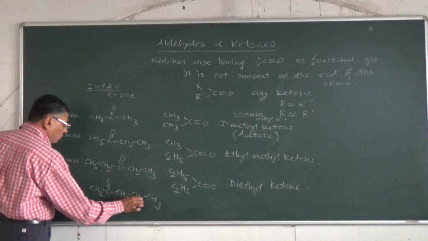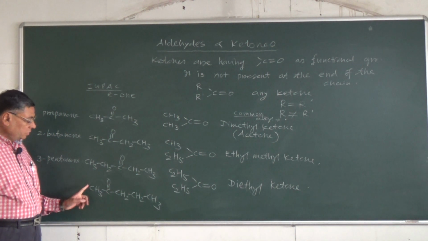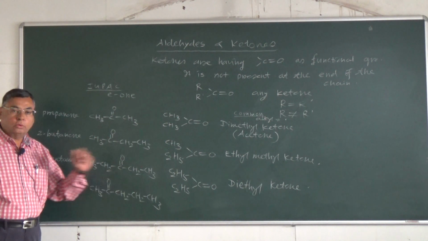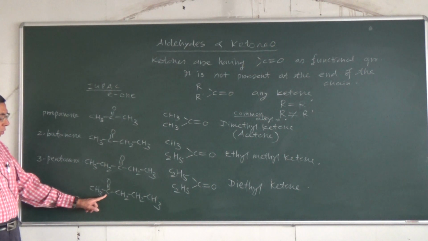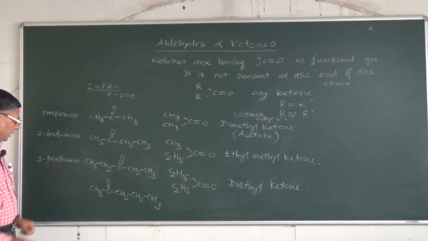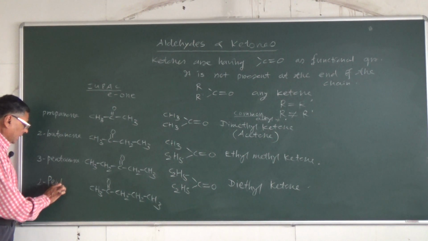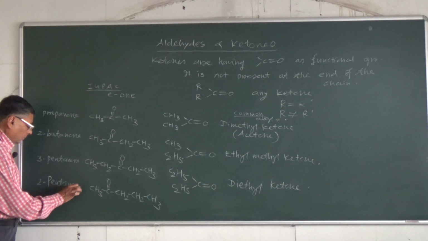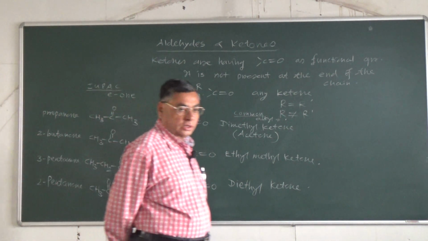So one methyl group, one propyl group: methyl propyl ketone. What is the IUPAC name? Select the longest chain, 1, 2, 3, 4, 5. Five carbons means pentane is replaced by -one, pentanone. Which pentanone? 2-pentanone. So 2-pentanone and 3-pentanone are isomers of each other.